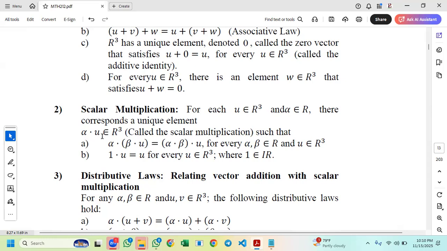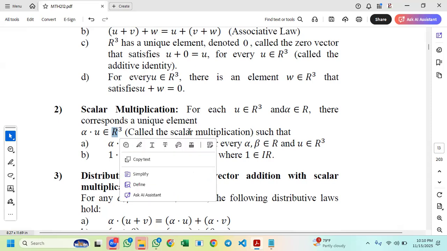Yes. Now that is it. So alpha multiplied by u, which is a member of the real numbers that we're dealing with, will give us a number that belongs to the real numbers. It can't be outside the real numbers.